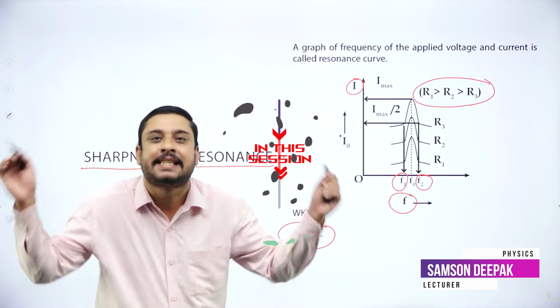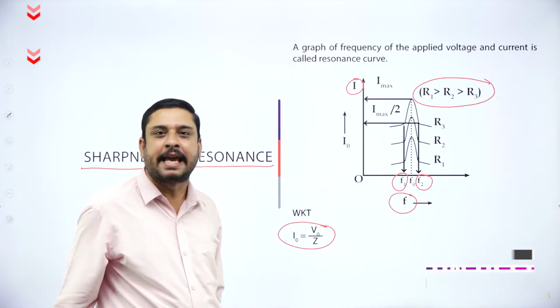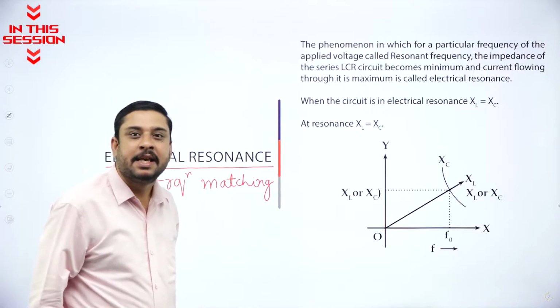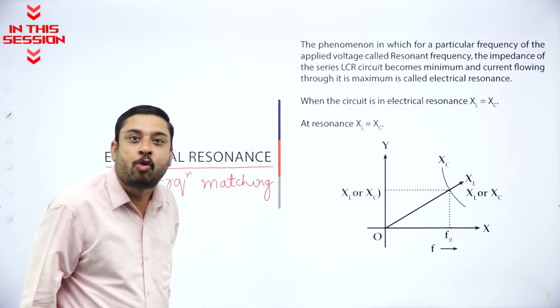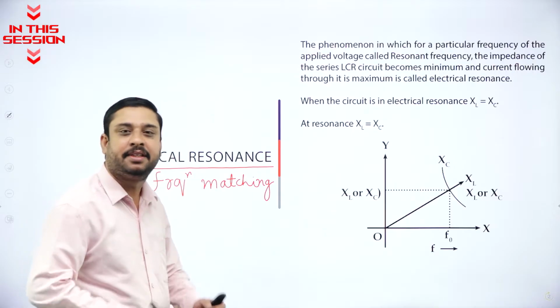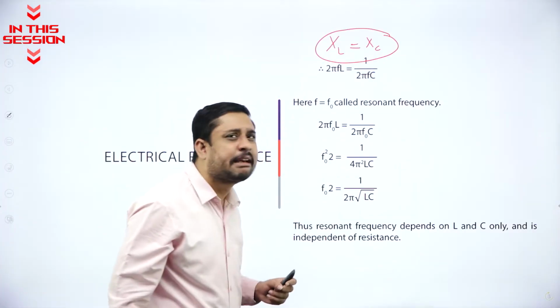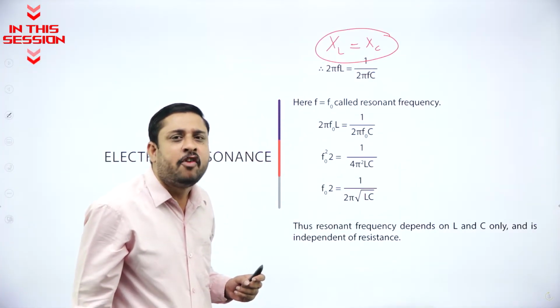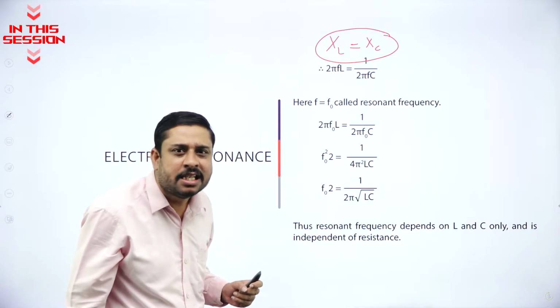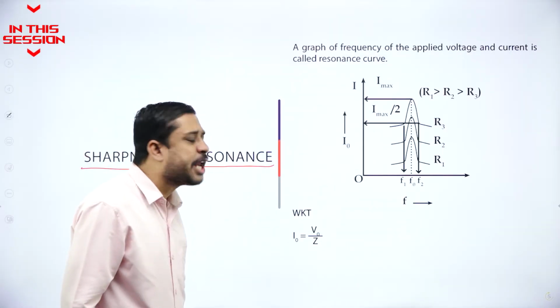Frequencies on both sides of the resonant frequency. Resonance means frequency matching. This is the classical condition for electrical resonance. Now, what is this sharpness of resonance?